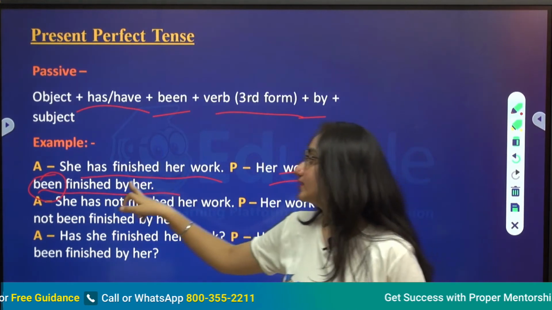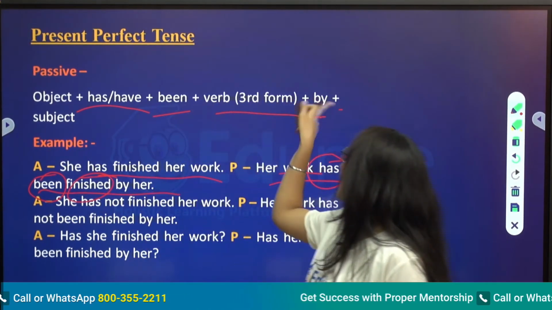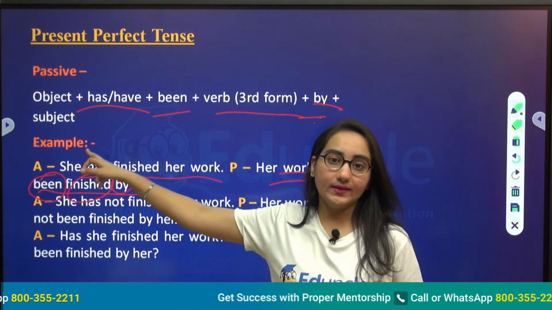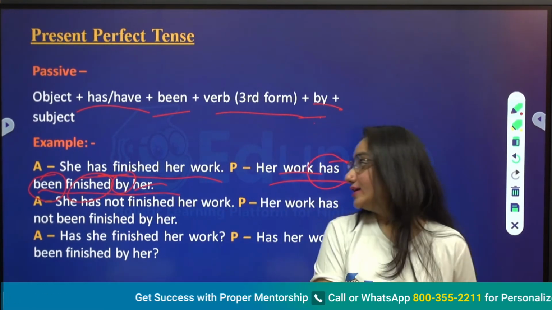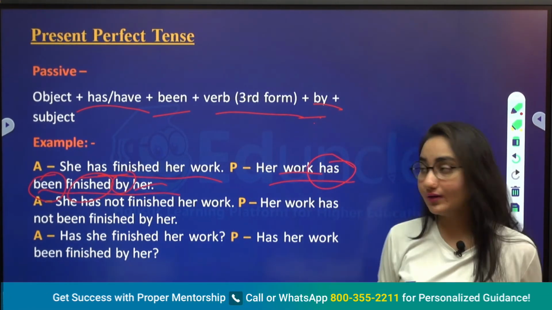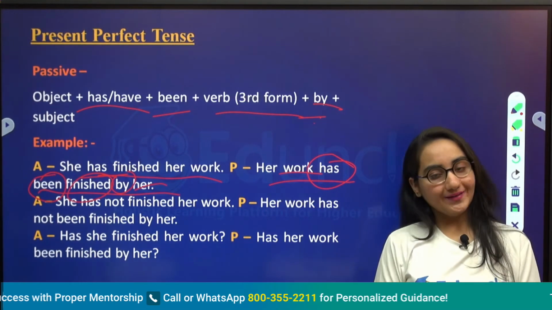Third form of the verb, that is finished. Then I have to add by, and then the subject, that is her. So, she has finished her work becomes: her work has been finished by her.